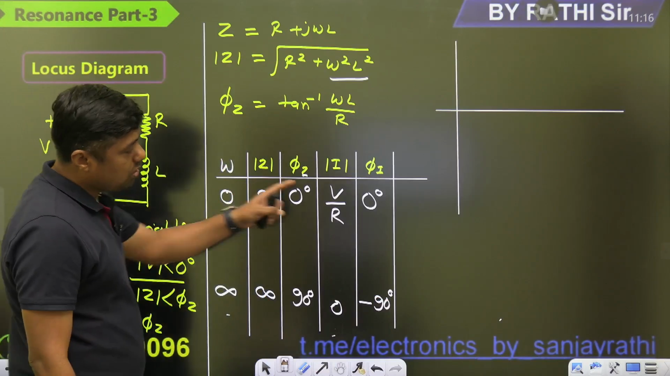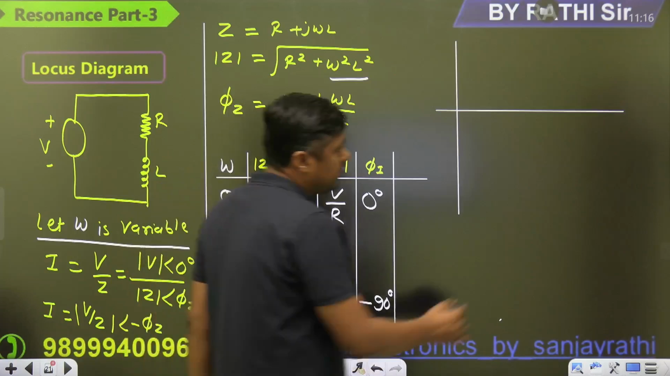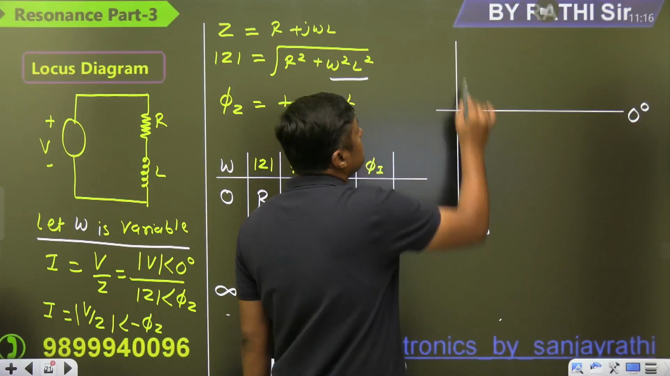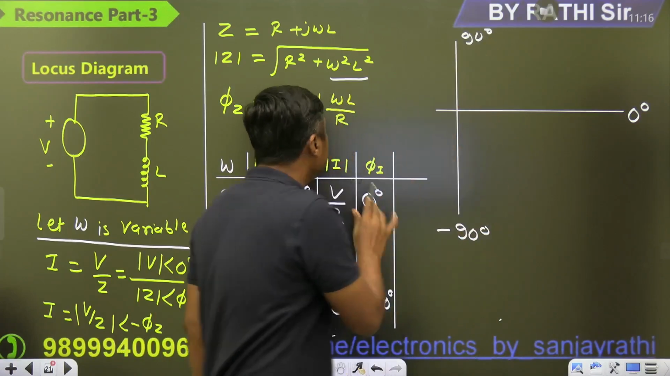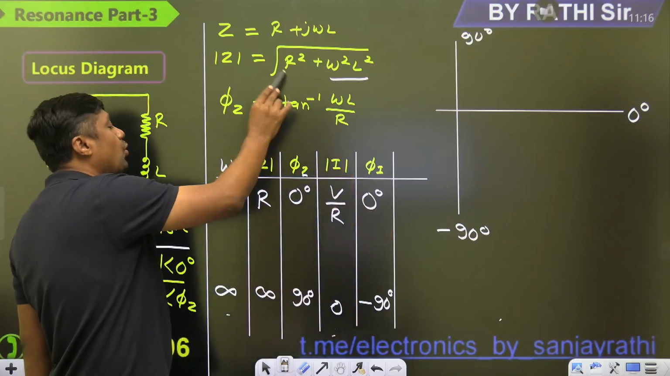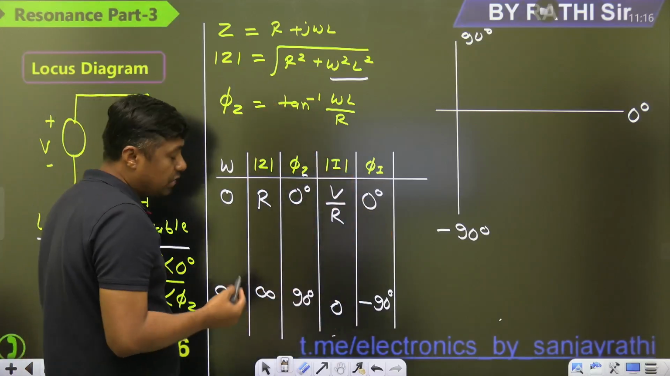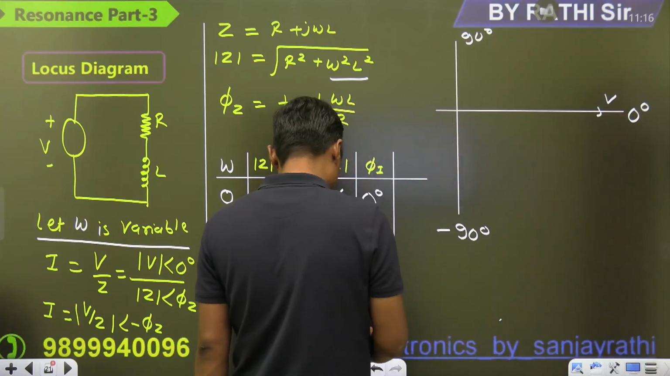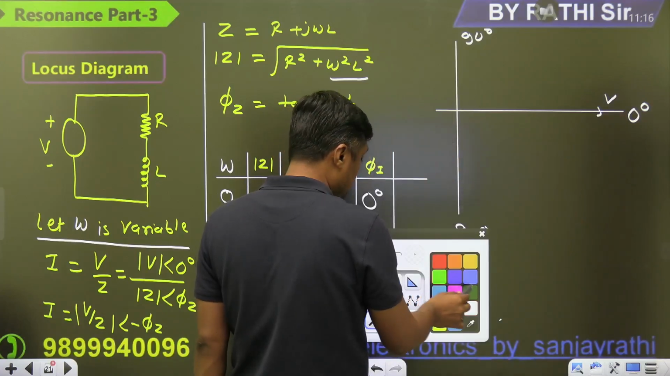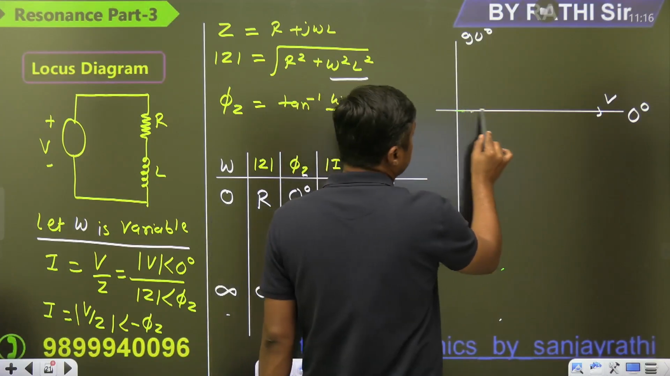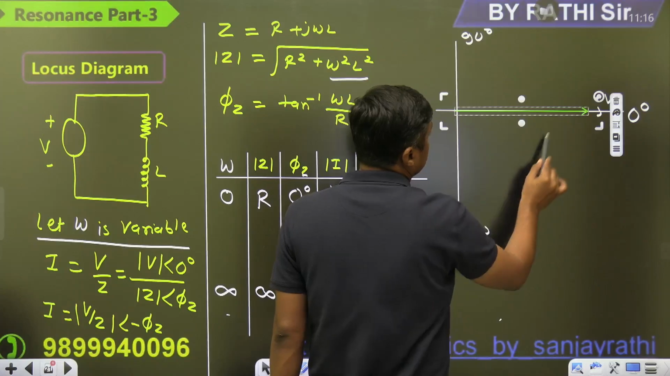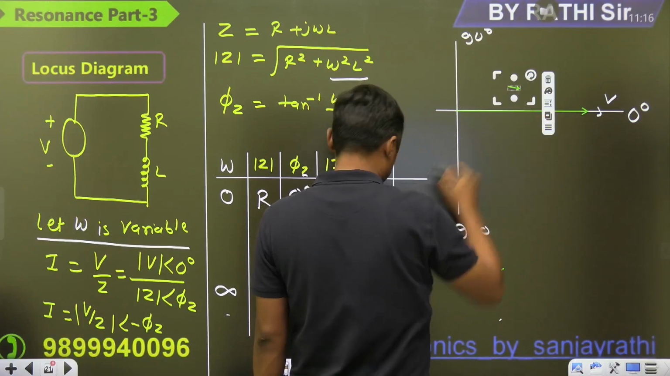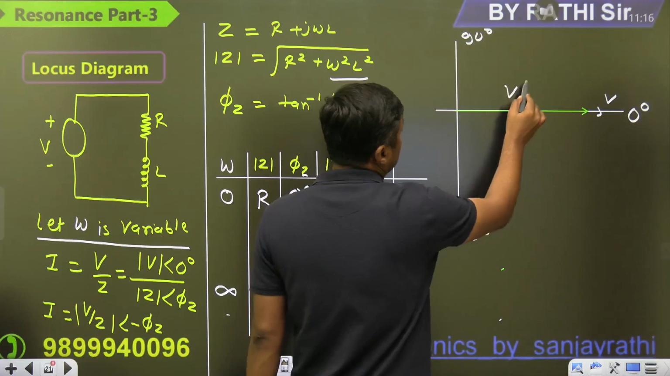When omega is 0, current is V by R, angle is 0. Where is the angle 0? It is a purely resistive circuit. When omega is 0, it is a purely resistive circuit, and that's why the angle is 0, and we are taking V here. So current is on the same phasor, with angle 0. This one, same direction. And what is the length of this phasor? V by R. Length of this phasor is V by R.